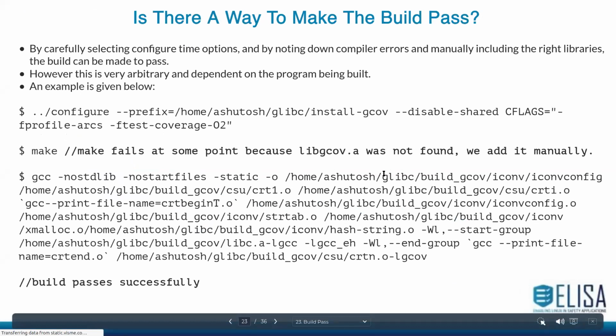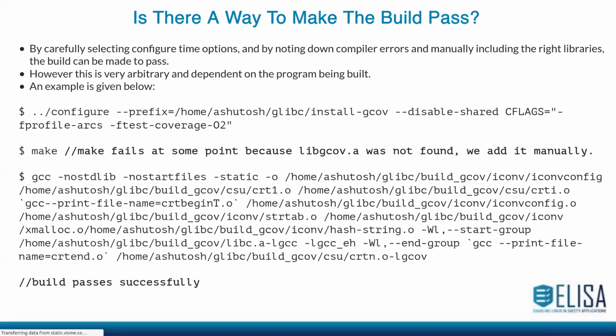So basically, if you select configure time options carefully, if you disable the right parts of the library, and after that, if you note down compiler errors and manually include the right libraries, the build can be made to pass. But as this sounds, this is a very arbitrary process. It depends on the program being built. So we have given an example below.